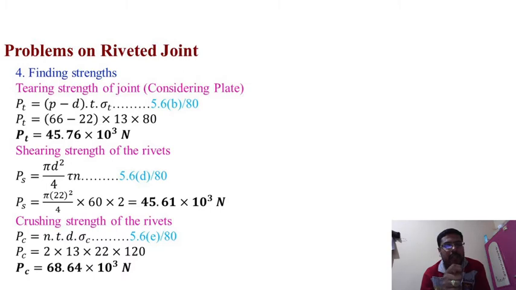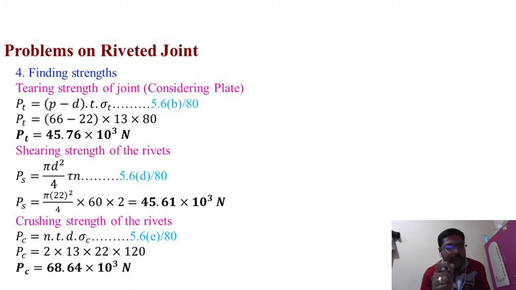Then the shearing strength of the rivets. PS is equal to the shearing strength, PS is equal to pi d square divided by 4 into tau into n, equation 5.6d, page number 80. Then find the PS value here. PS is equal to pi divided by 4 into the diameter of the rivet 22 squared into shear stress 60, n is equal to the number of rivets, which is 2. Therefore PS value is equal to 45.61 into 10 raised to power 3. This is the shearing strength of the rivets.